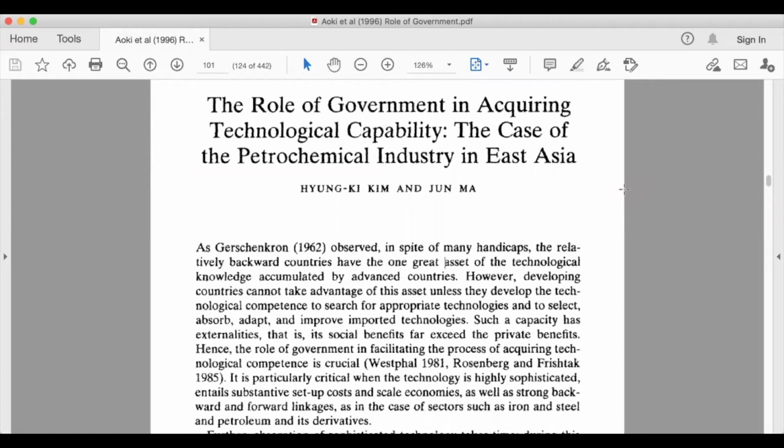"However, developing countries cannot take advantage of this asset unless they develop the technological competence to search for appropriate technologies and to select, absorb, adapt, and improve imported technologies. Such a capacity has externalities, that is, its social benefits far exceed the private benefits." So it's not just that individuals have the ability to access technologies like cell phones or whatever else, but the collective effect, the social advantages, are greater, exceeding the individual private benefits. That's what is known as positive externalities here. "Hence, the role of government in facilitating the process of acquiring technological competence is crucial."